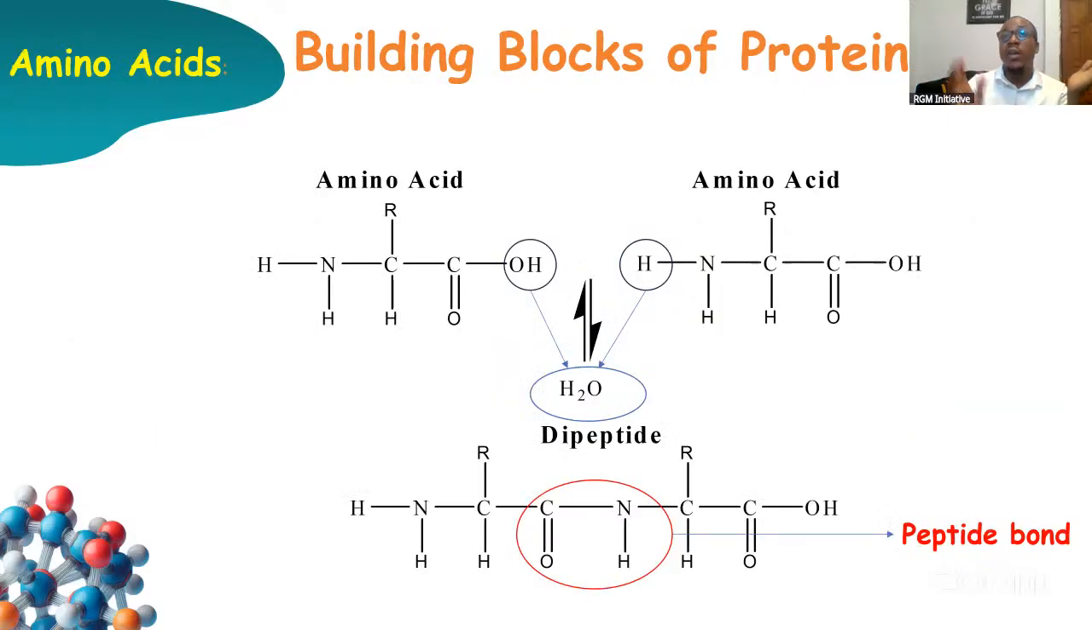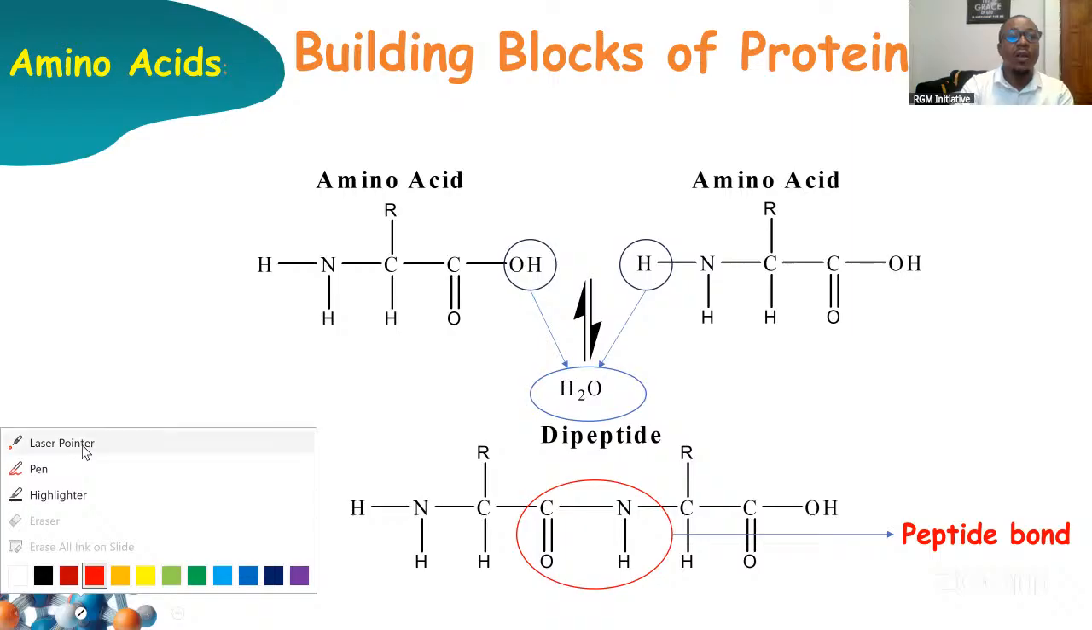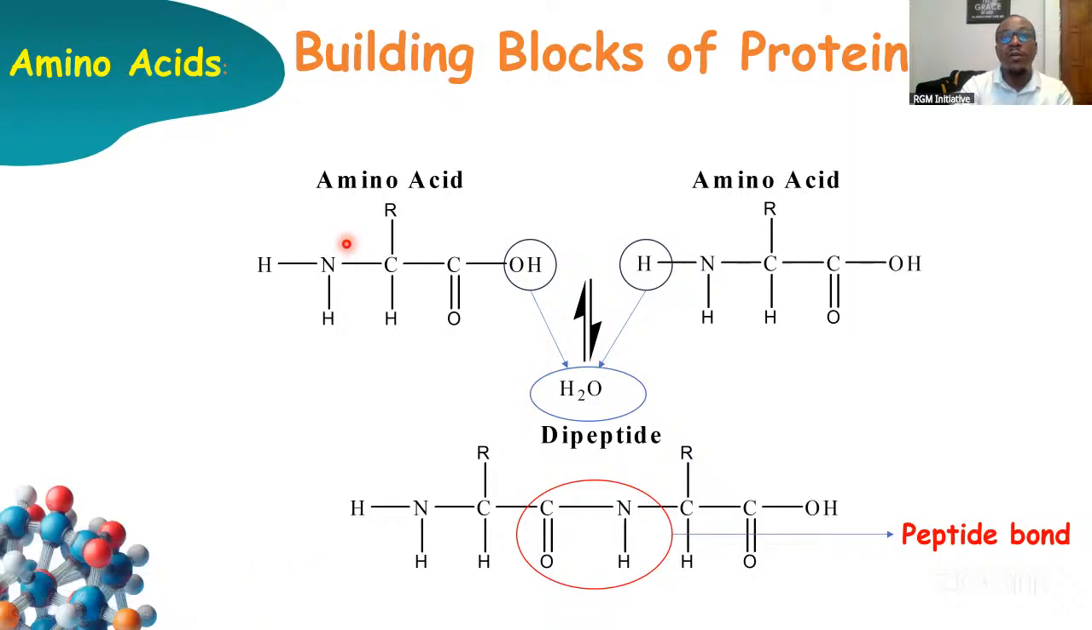Okay, let's look at how proteins are formed. The peptide bond. Now you can see amino acid 1 and amino acid 2. This is one amino acid, and this is another amino acid. Remember, we are not looking at the R group now because we are assuming the R group to be any of the amino acids. It can be glutamate, aspartate, arginine, leucine, isoleucine, glycine, any of the amino acids.